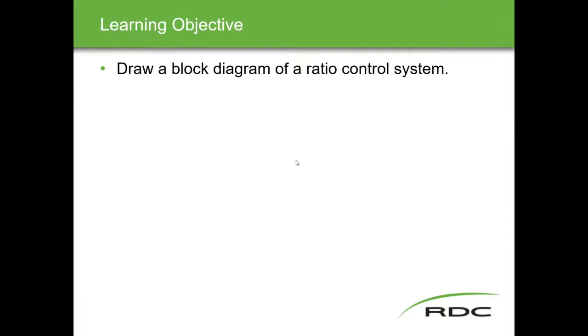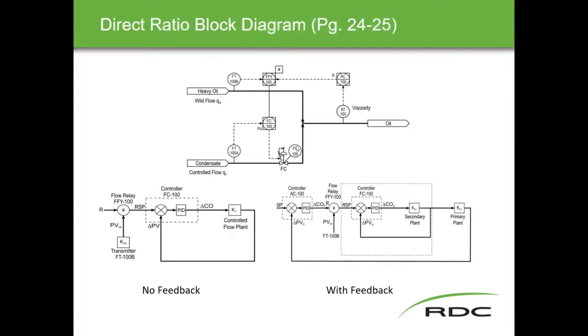I'll do it very short and sweet. The ILM takes a page, probably a page and a half, for each block diagram, just to walk you through what's going on in all the diagrams, which is fine, but I'm not going to read them to you. I'm just going to show you the diagrams. Okay, so direct ratio diagram here. Again, taking a wild flow, multiplying it by a ratio, and maintaining our viscosity.